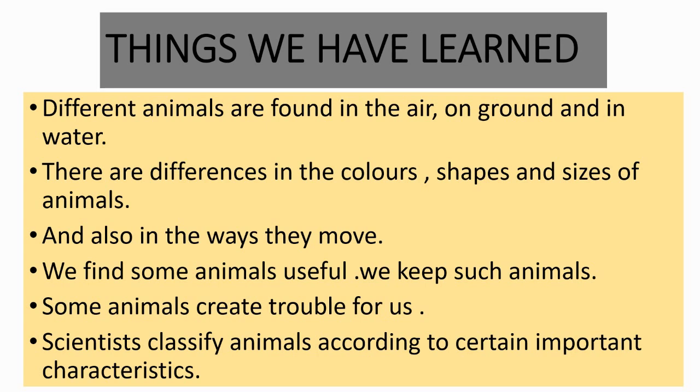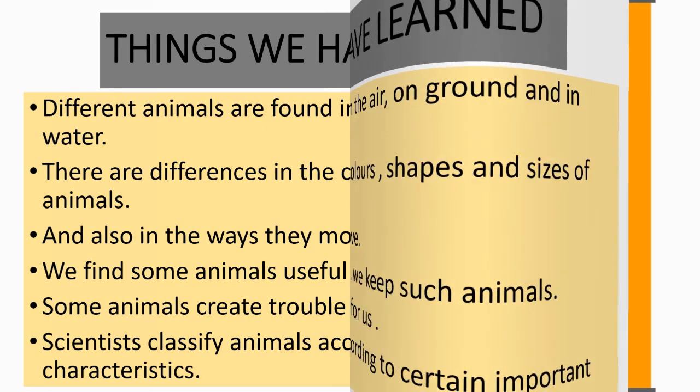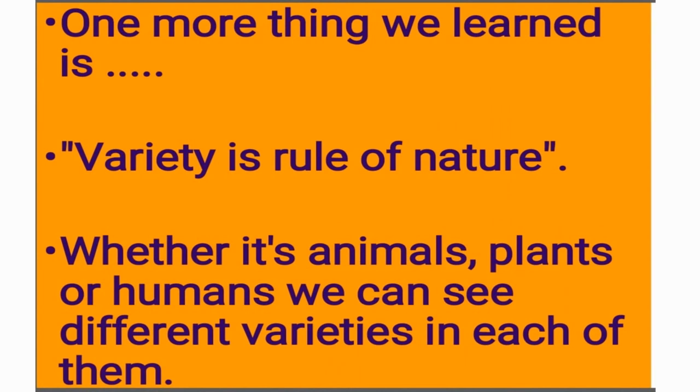But one more thing we have learned, and that is variety is a rule of nature. Whether it's animals, plants, or humans, we can see different varieties in each of them. No one is the same. You cannot tell that two persons are the same, or two animals are the same, or two birds are the same. Each animal, each bird has a different variety in it.